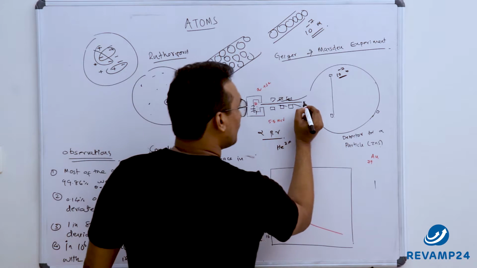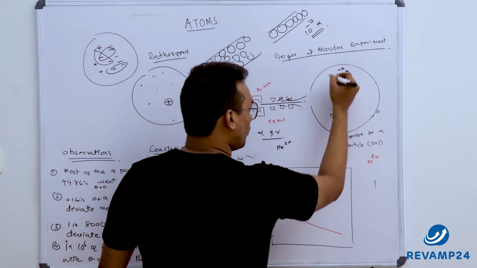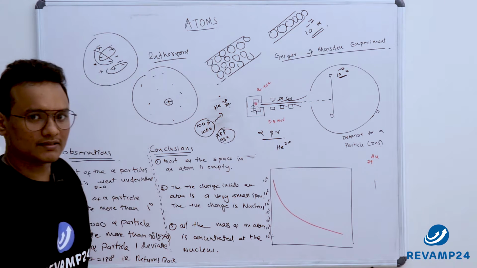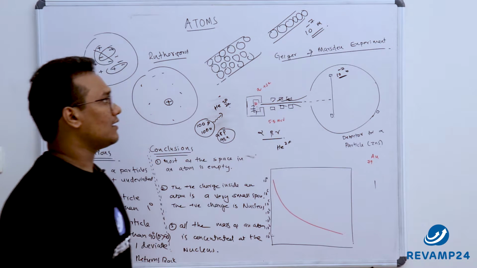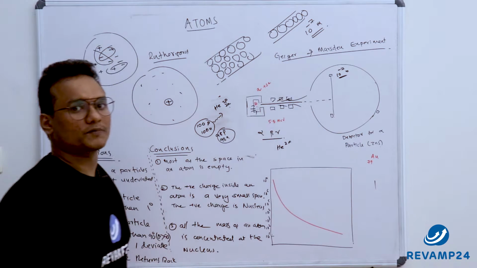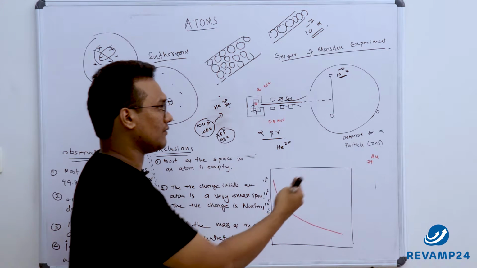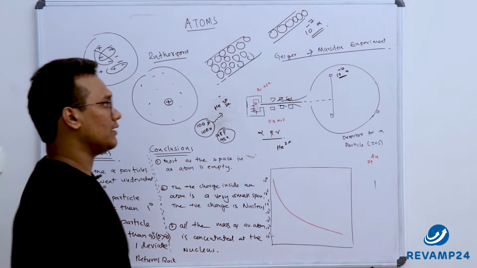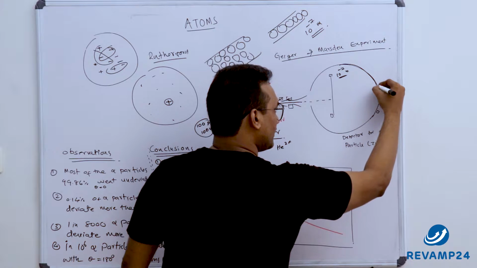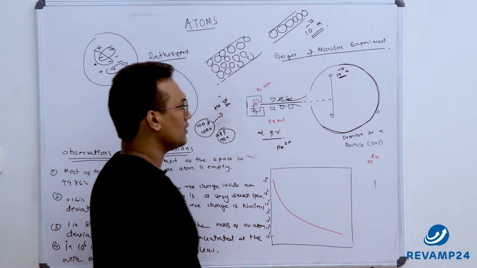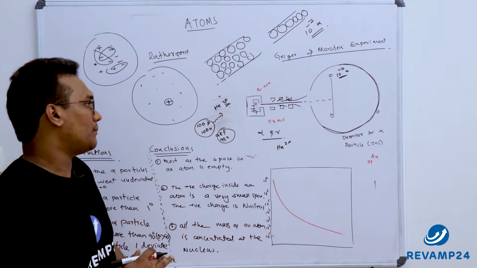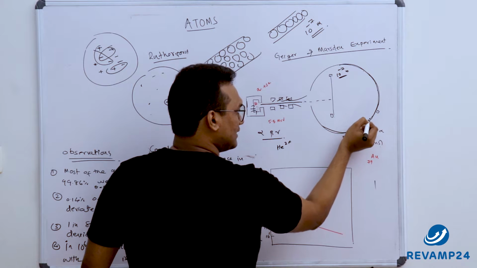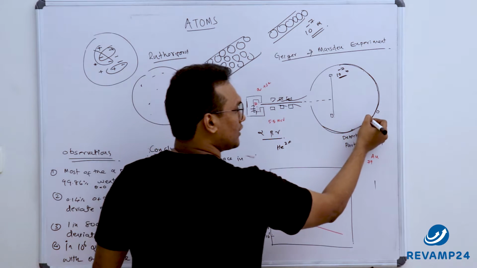Now when we allow alpha particles to illuminate this gold foil, Geiger and Marsden noted down all the observations. Now what are the observations? Where did they get the observation? On the other side of the gold foil, they placed a zinc sulfide screen. Why was the zinc sulfide screen placed? Because whenever alpha particles hit the surface, there will be certain kinds of sparks made.